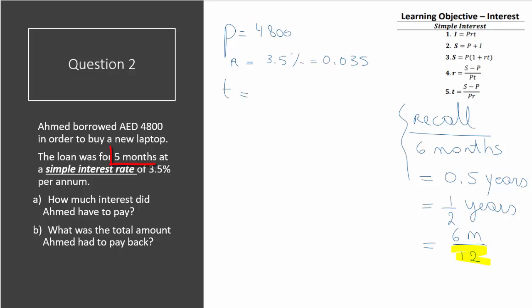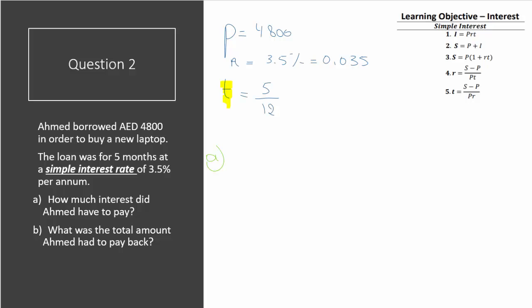So in our example, we have 5 months. We do the same thing. We'll divide by 12 and then we'll get something less than half a year. Whatever this is equal to, it doesn't matter. In my formula, I can just fill out 5/12.